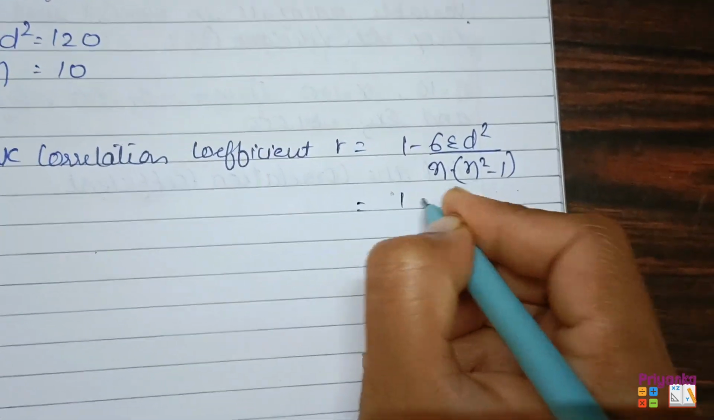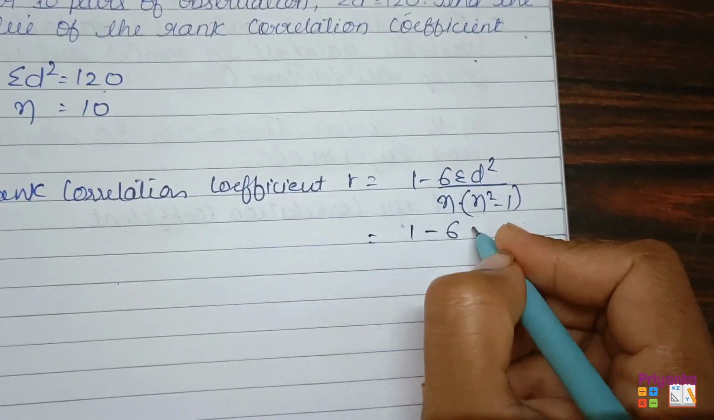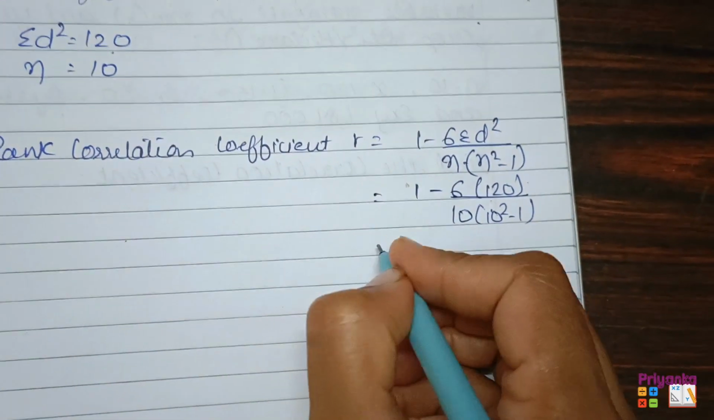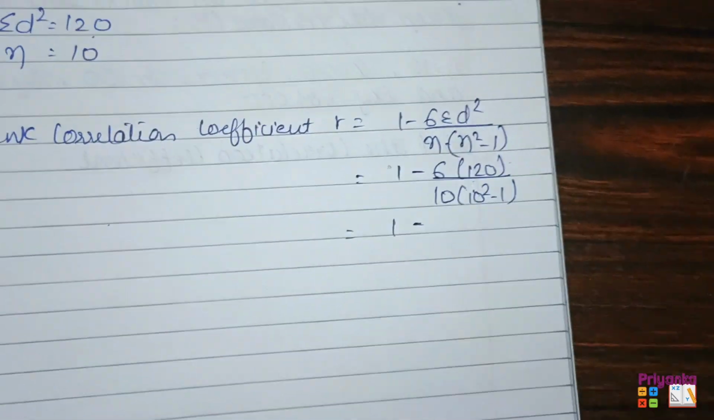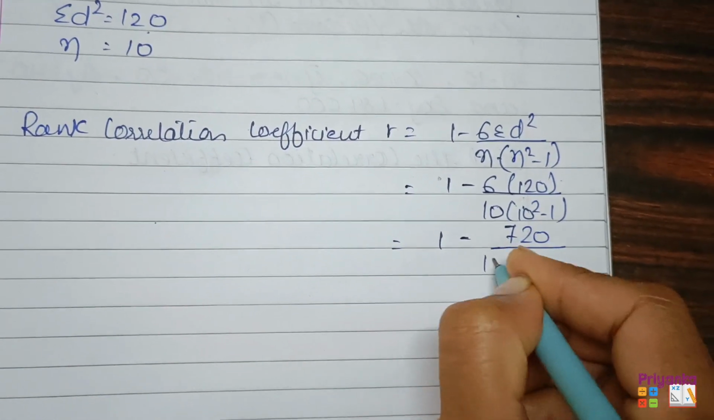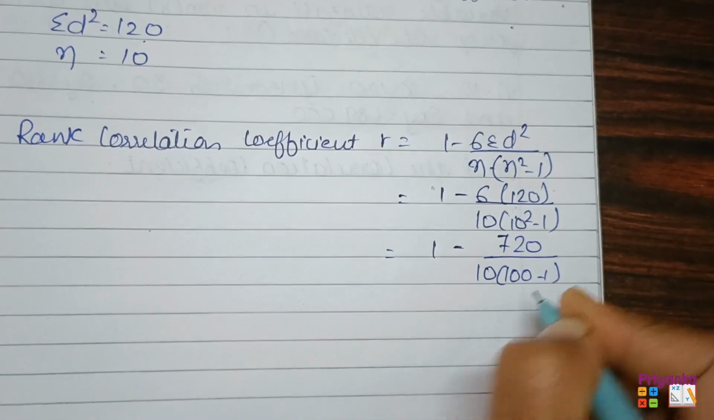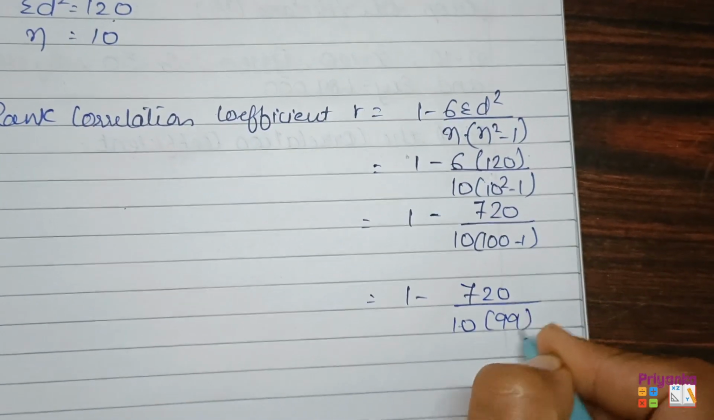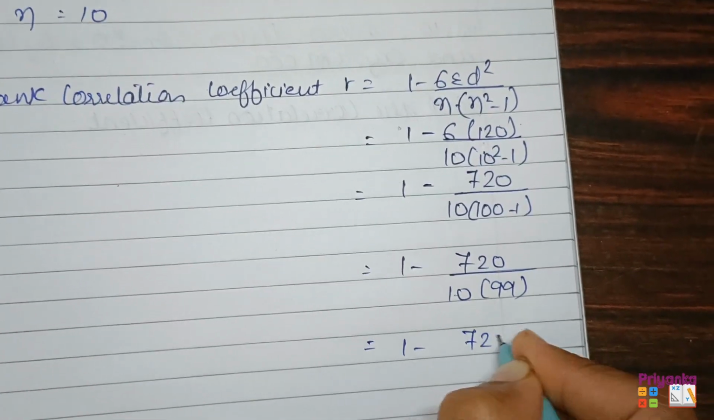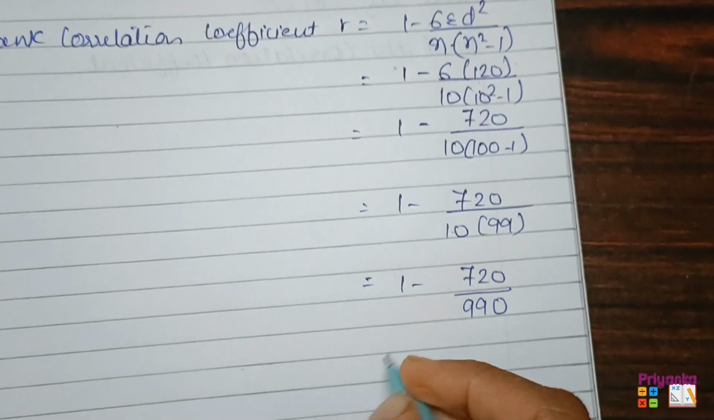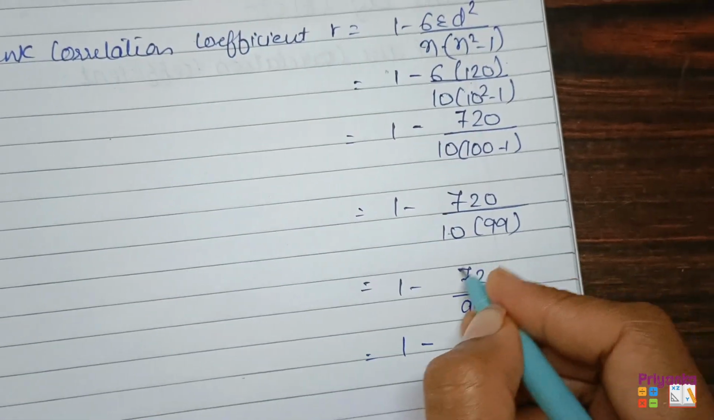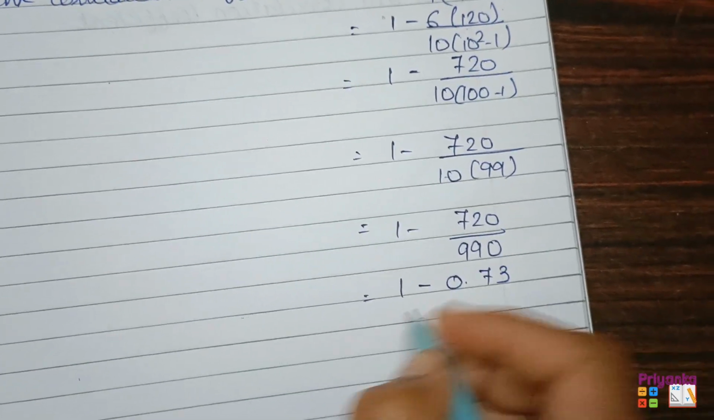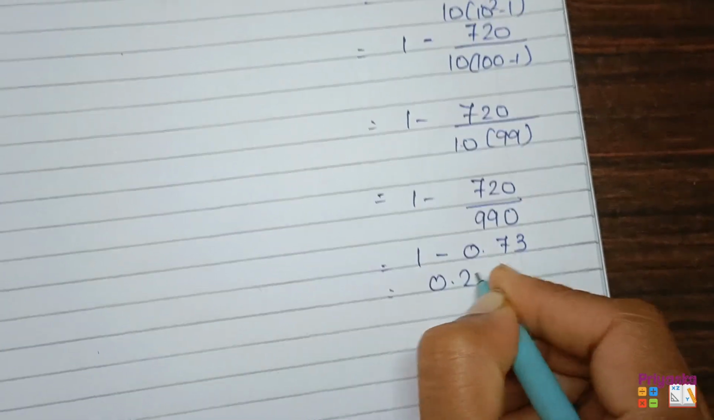minus 1. So 1 minus 6 sigma d square, the value given is 120, upon 10 into 10 square minus 1. 1 minus 6 into 120 is 720 upon 10 into 10 square, which is 100, minus 1. 1 minus 720 upon 10 into 99, that is 990. First remove the calculation of this, and here we get 0.73. 1 minus 0.73, here we get 0.27.